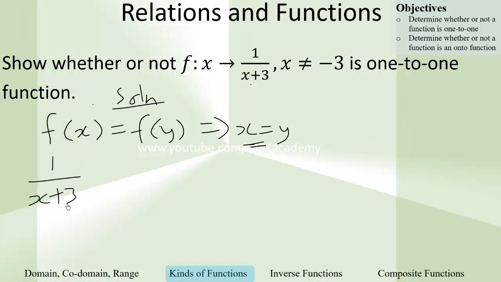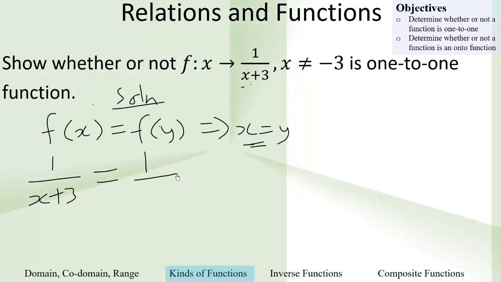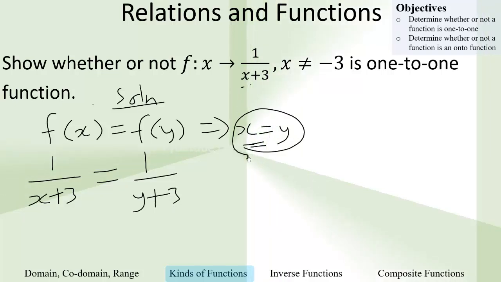So some will use f of a equal f of b. So you put a wherever you see x, and you put b wherever you see x. Now f of y, wherever I see x, I'll put y there. So it will be 1 over y plus 3. So we can solve this to see whether we get this result.